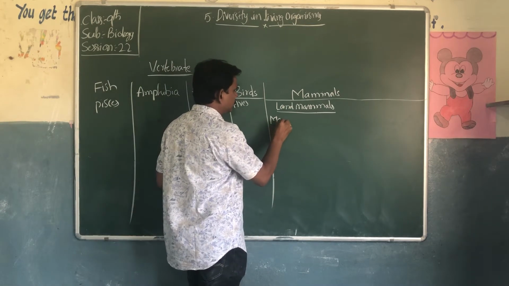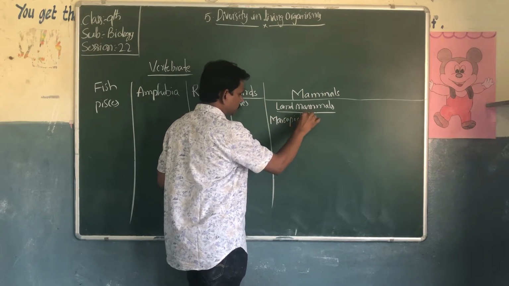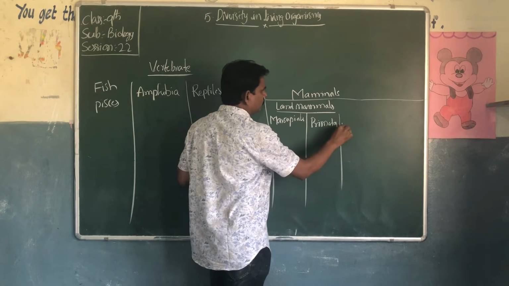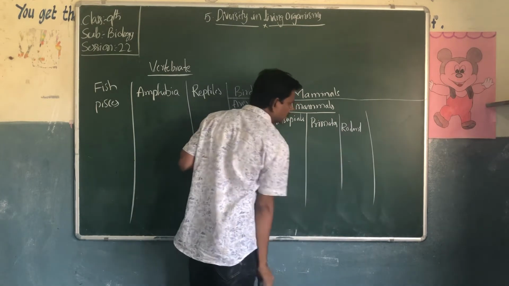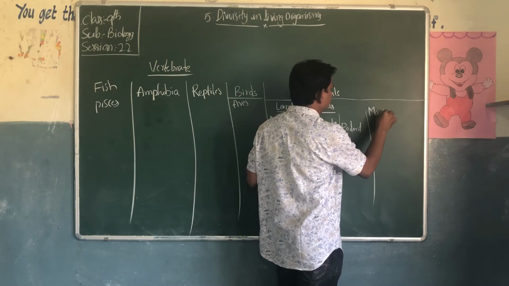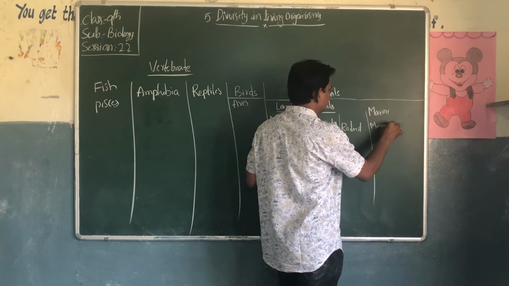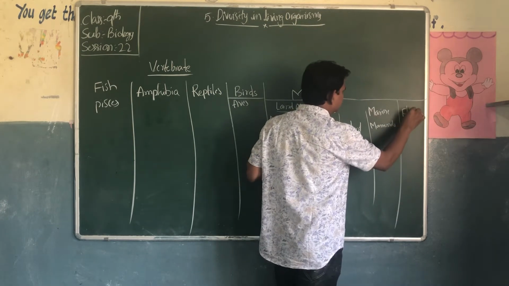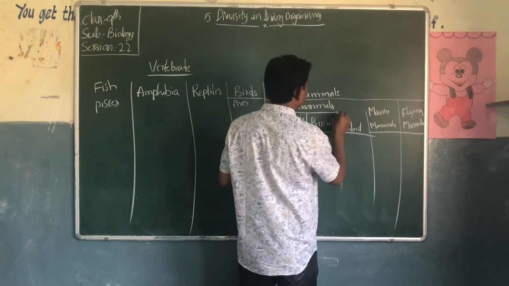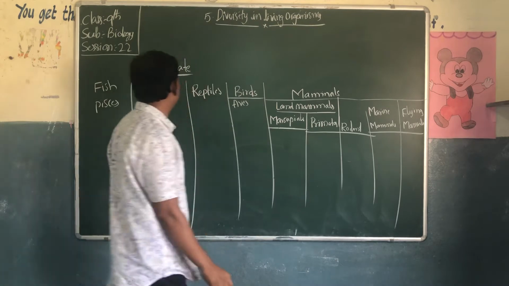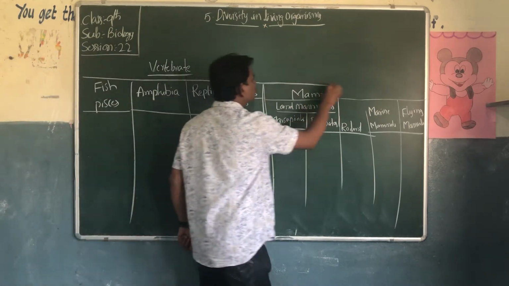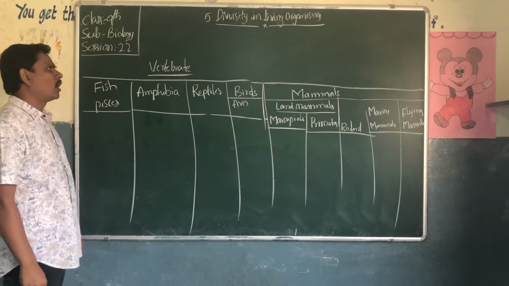Land mammals include marsupials, primates, and rodents. Then there are marine mammals, and the last one is flying mammals. This all comes under the vertebrates.